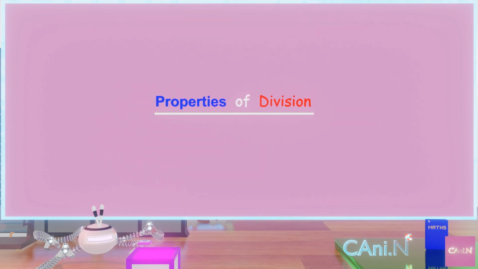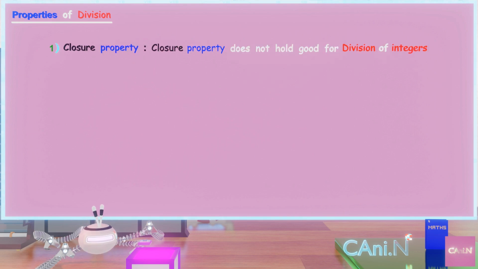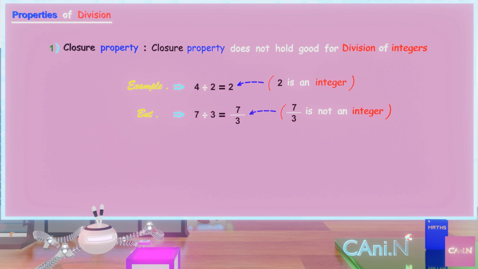Now, properties of division. Closure property. Closure property does not hold good for division of integers. For example, 4 divided by 2 equals 2, here, 2 is an integer. But 7 divided by 3 equals 7 by 3, and 7 by 3 is not an integer.